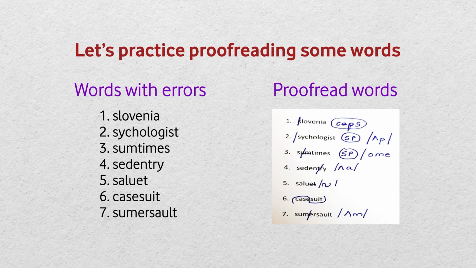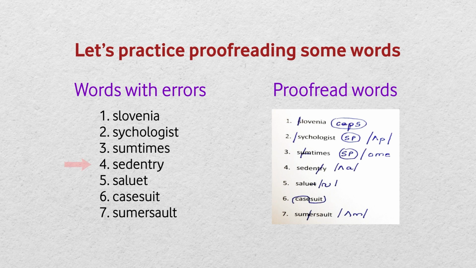Similarly, in the third word, sometimes, of course there is a spelling error, but here the U, the second letter of the word, needs to be replaced with OME in order to correct the spelling. So what have I done? Drawn a line through the U, indicated that it's a problem of spelling, and then asked for the U to be replaced by OME.